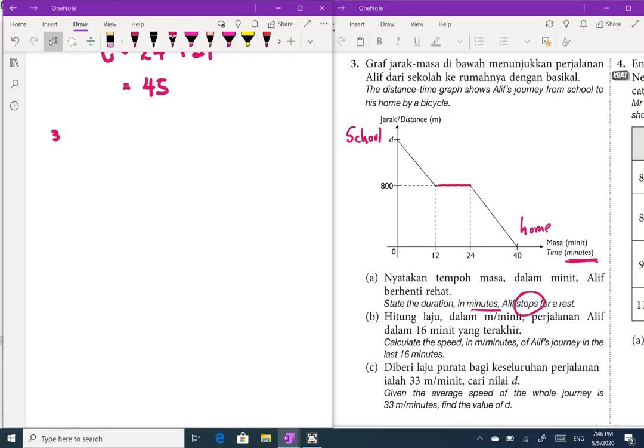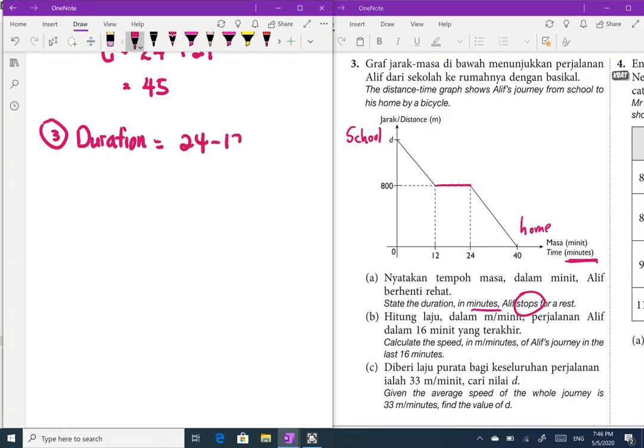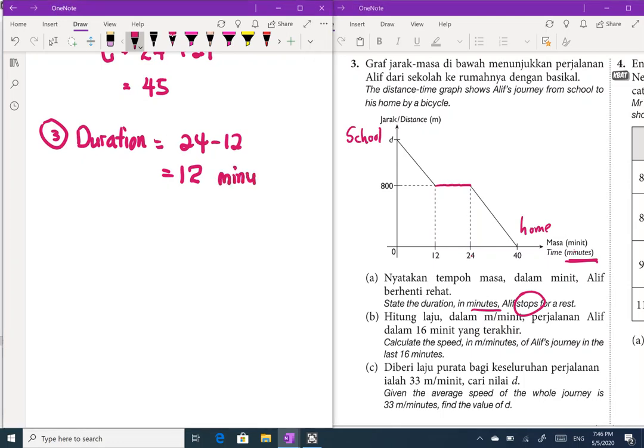So now question 3, I want the duration. Duration is time, 时间. So it's 24 minus 12. So you get 12 minutes. Question B.